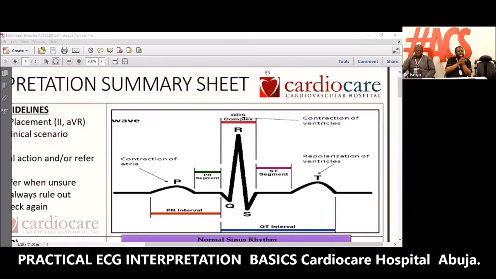To determine whether the ST segment... So, Dr. Olalekan, what do you think? A lot of people always say ST elevation, ST depression. How will they determine whether this ST is elevated or depressed? Okay. Thank you very much.